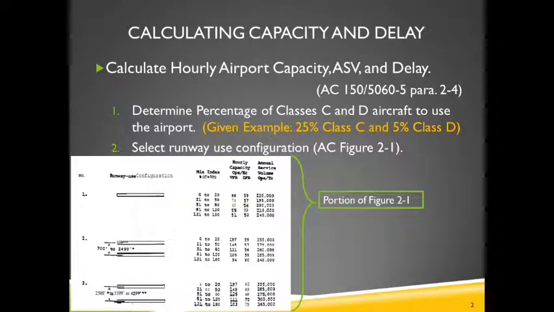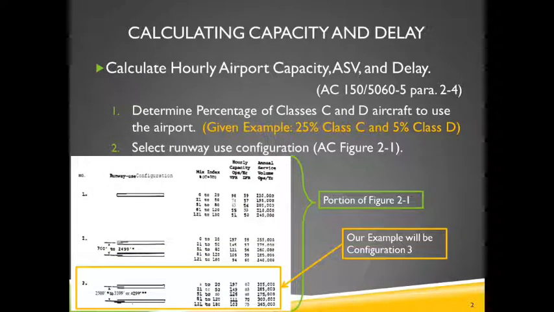Well, we start by calculating airport capacity based upon the runway layout and the mix index. Mix index is determined historically and projected for future forecasting. In our scenario, that information is given to us. And then, using figure 2-1 in the advisory circular, we determine which runway layout is applicable to the airport. In our scenario, we're going to use runway configuration 3.